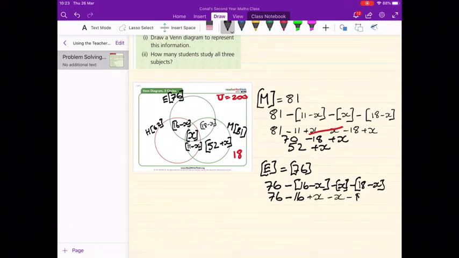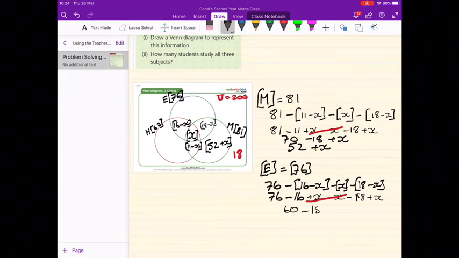So we have minus 16 plus X, minus 18 plus X. Remember, your negative by negative is positive there. So 76 minus 16, well, that'll leave us with 6. Oops, no, that'll leave us at 50, not 60. No, sorry, I was right, 60.